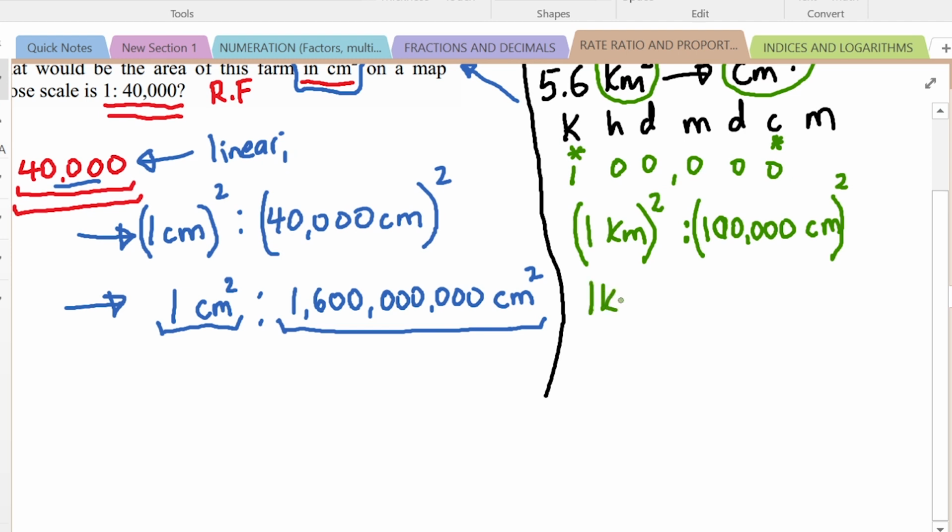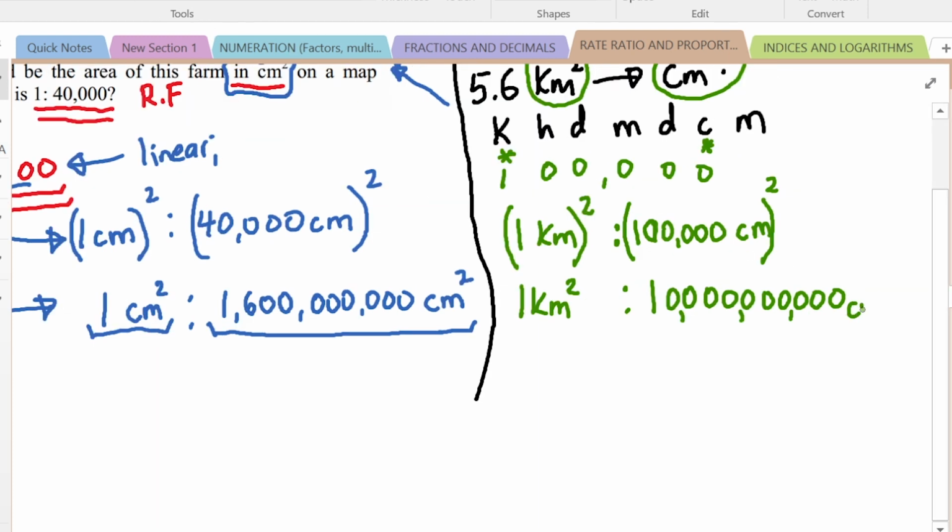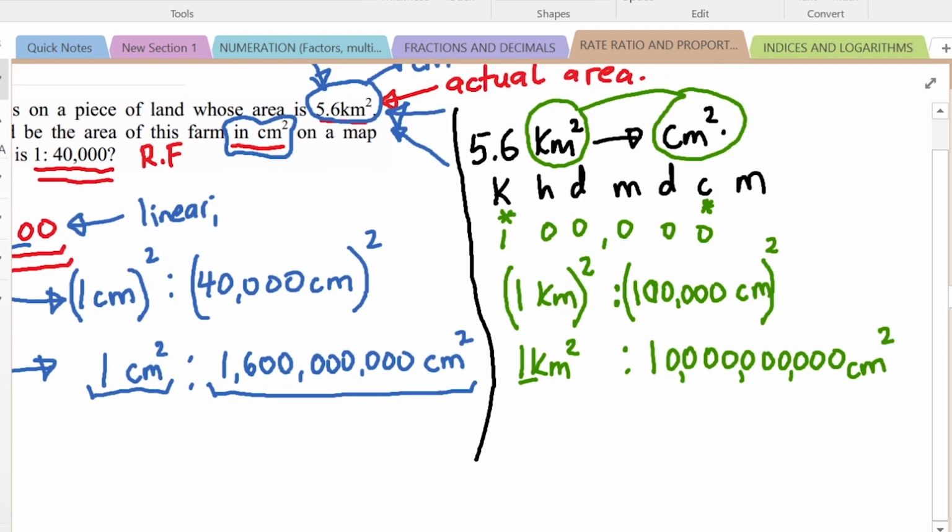So when I square both sides, 1 kilometer squared is equivalent to 10 billion centimeters squared. Now that I know that 1 kilometer squared is equivalent to 10 billion centimeters squared, what about 5.6 kilometers squared? Remember, I'm trying to convert 5.6 kilometers squared to centimeters squared. So 5.6 kilometers squared will be equivalent to this.